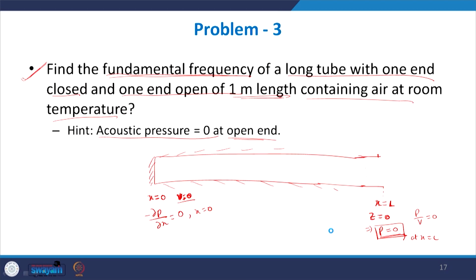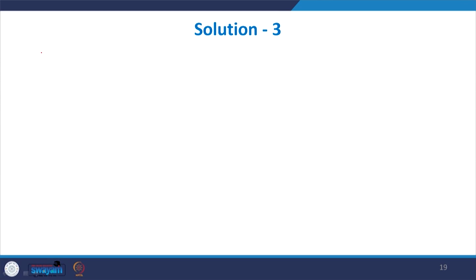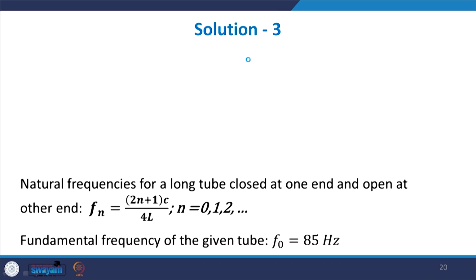And we have to find the fundamental frequency. So f naught, the lowest frequency, will be when you put n equals 0 in this equation. What you will get is c, which we take as 340 for air at room temperature, divided by 4 into 1 meter, which is the length of the tube. So it comes out to be approximately 85 Hertz. So this is the solution. Here I have noted it down. The natural frequencies for an open-closed tube are given by this, and the first mode is when we put n equals 0. So anyways, thank you for listening to this lecture.